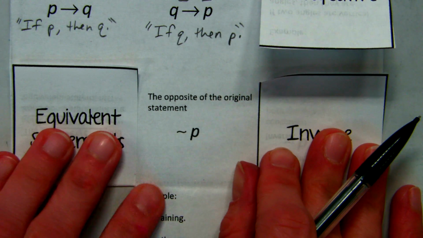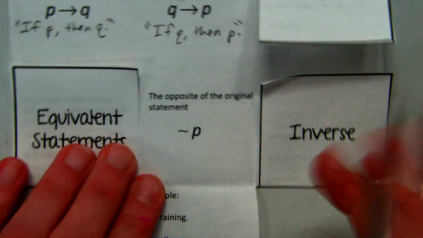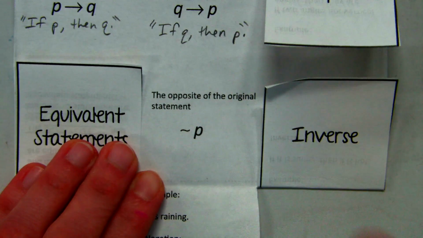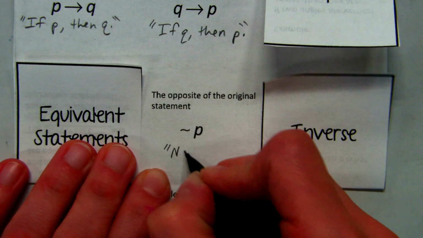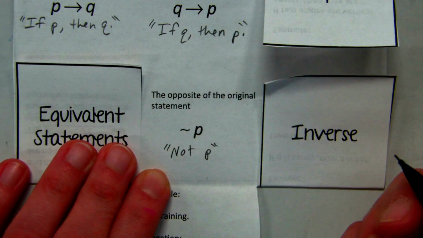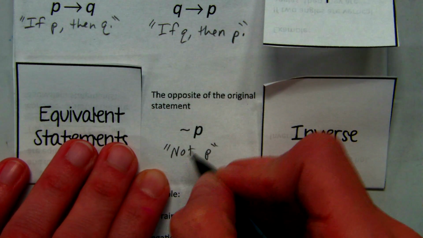Okay, so the opposite of the original statements. They put this little squiggle in front of P. It's not a tilde. We're not in Spanish. This little thing means not P. So it's just a shorthand for writing the opposite.